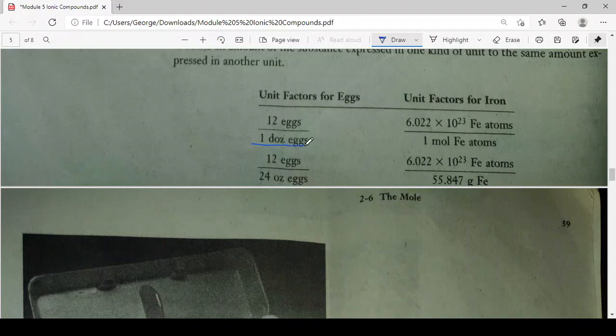So your 12 eggs in unit factors is equivalent to 1 dozen of eggs, and your 12 eggs is also equivalent to 12 ounces of your eggs. Or in unit factors for iron, 1 mole of iron is equal to 6.022 times 10 raised to the power of 23 iron atoms. Or your 6.022 times 10 raised to the power of 23 Fe atoms is equal to your atomic mass, in atomic mass units, of 55.847 grams of your iron.